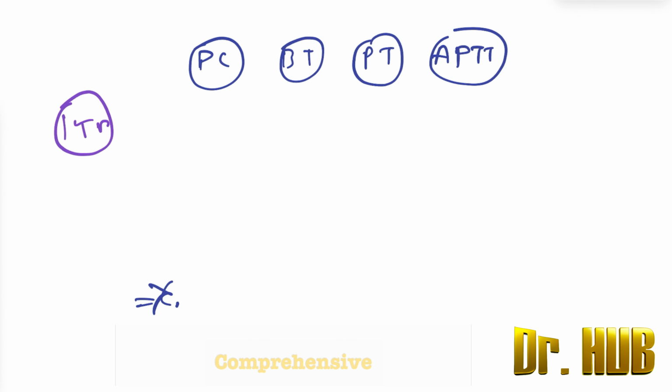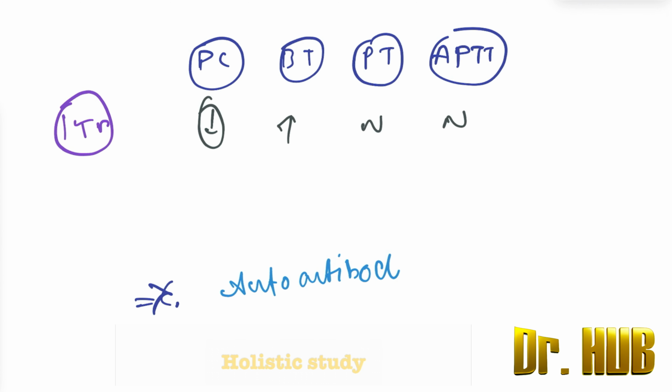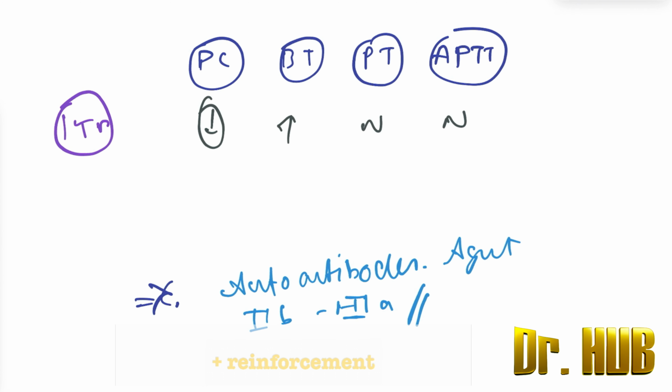In terms of ITP, the platelet count is decreased. And what about the bleeding time? Bleeding time is increased. The PT remains normal. The APTT remains normal. Other important notes are that there are autoantibodies against 2B3A, or the 1B9.